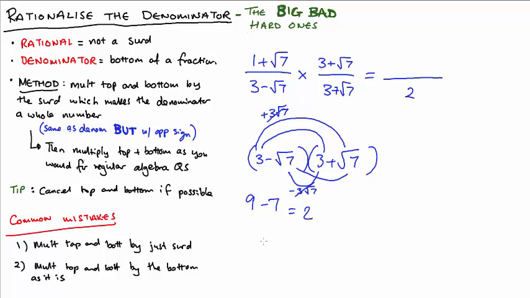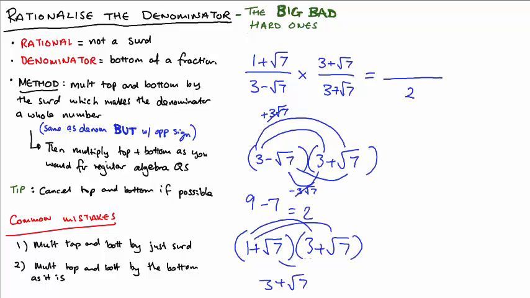The top one, you got plus 1 root 7, 3 plus root 7. Just take your time here. So you got 3, got plus root 7, got plus 3 root 7, and plus root 7 times root 7, which is 7. So that becomes, if you simplify this, 10 plus 4 root 7.